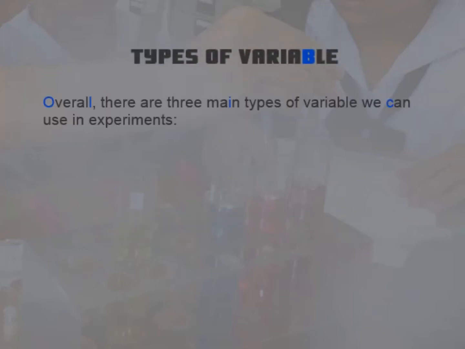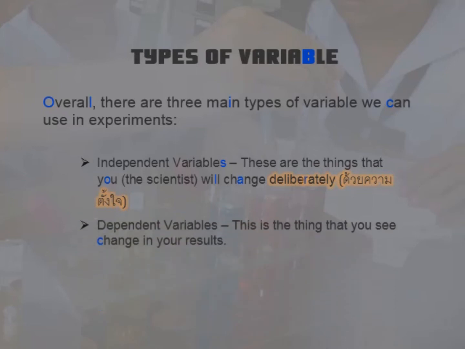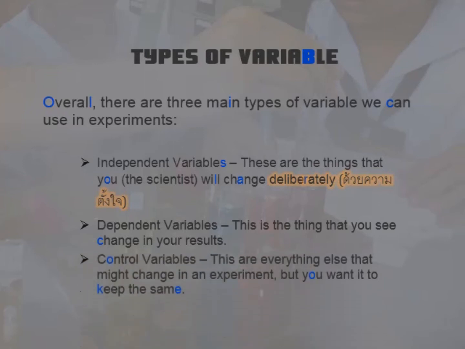So the three main types of variable are independent variables, which are the things that you change deliberately. And then there are the dependent variables, the thing that you see change in your results. So the dependent variable depends on the independent variable. That is how you make your conclusions, by changing an independent variable and then seeing what happens to a dependent variable. But to do this, you need to make sure that everything else is the same, and these are our control variables.